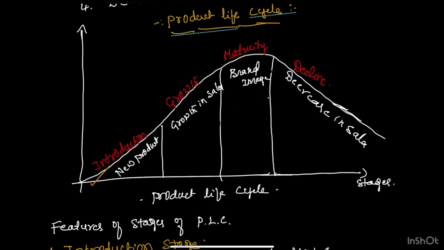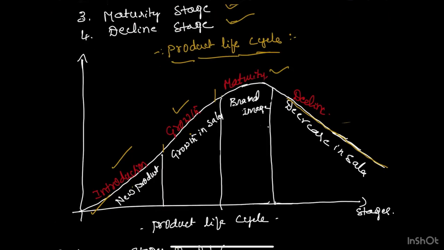And once the product is accepted in the market, in the second stage there is an increase in the sales and the product has been accepted by the customers, and that is called growth stage. Introduction, the initial stage, and the second one is growth stage. The third stage of the product is maturity stage. In this stage, there will be a high rate of sales. A brand image has been created over the product and a large number of customers are using the product. But once it reaches the saturation stage, later you can find a certain decline in the sales of the product.